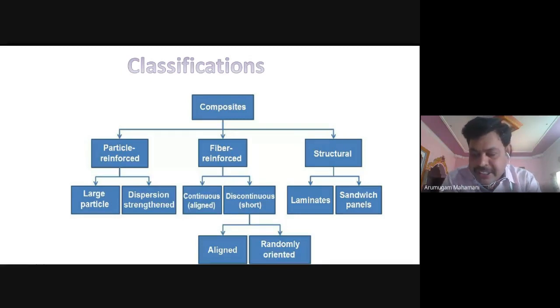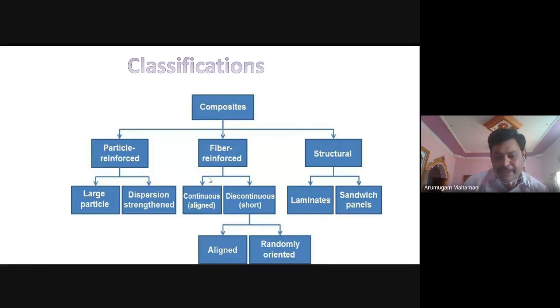I request other participants to please be on mute, as I am getting unwanted noise. I go to classification. Composite is classified into three categories: particle reinforcement, fiber reinforced, and structural reinforced. In particle, we again have large particle, dispersion strength, and small particle. Nowadays, microparticles and nanoparticles like that. Nano composite comes under this category.